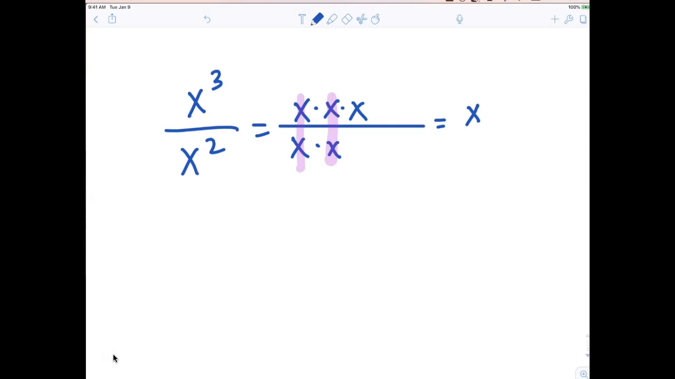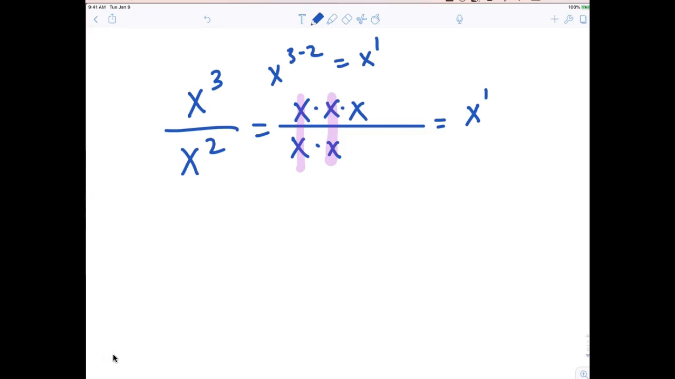Now, hopefully you've discovered the rule for division. Multiplication, we did what to the exponents? Add them. So division, you're probably going to subtract them. When we subtract, the answer would have been x to the 3 minus 2, which is x to the first power. That makes perfectly good sense.